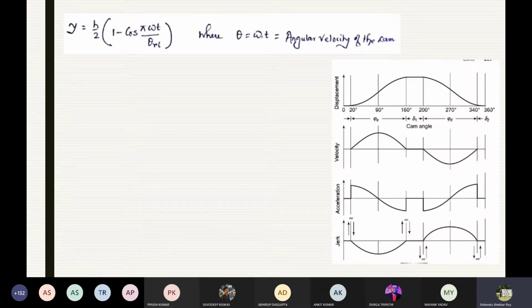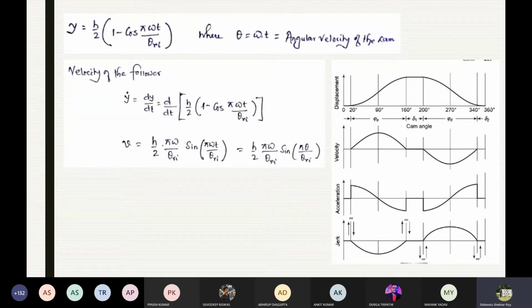Now, as you know, theta equals omega t, that means omega is the angular velocity of the cam. Here I made a mistake; omega will be there. So theta equals omega t, where omega equals the angular velocity of the cam. Now, y equals h by 2 times (1 minus cos(pi omega t by theta_ri)).